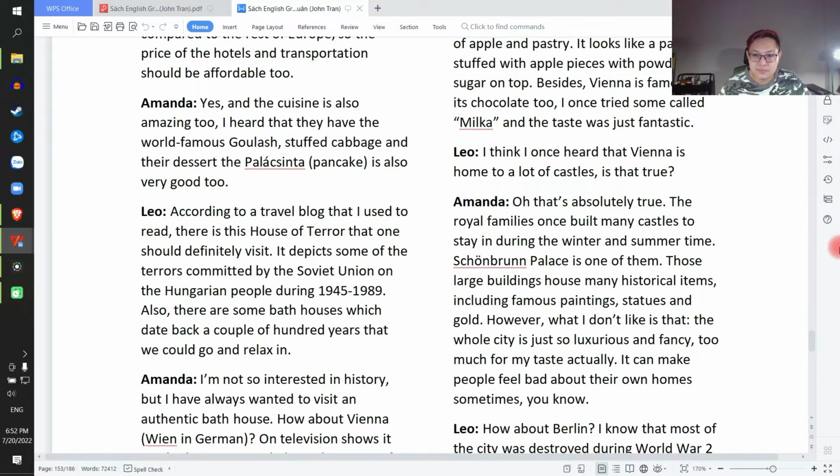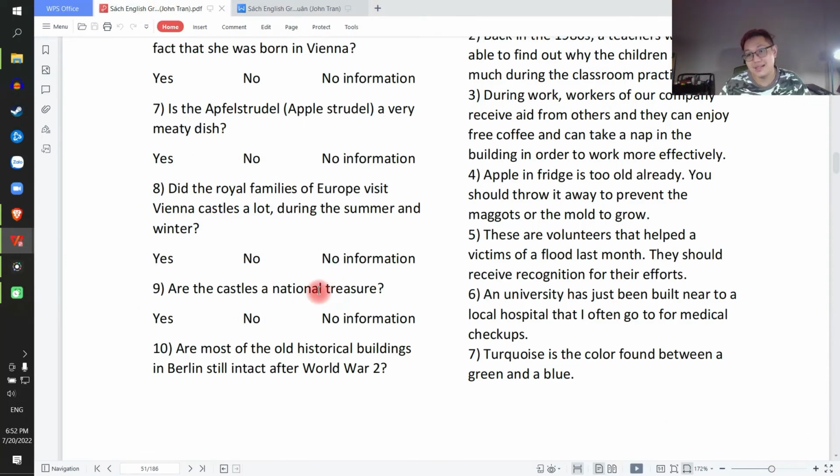Because look at this one. Those large buildings house many historical items, including famous paintings, statues, and gold. So of course, these buildings are national treasure because it stores a lot of valuable objects, items, and these are famous places. So of course they are national treasures. Những cái tòa nhà lớn này nó chứa nhiều cái vật phẩm lịch sử, bao gồm tranh ảnh nổi tiếng, những bức tượng và vàng. Và chính những cái tòa nhà này nó cũng là những tòa nhà lịch sử nữa, cho nên là đương nhiên là nó là national treasure, tài sản quốc gia rồi.